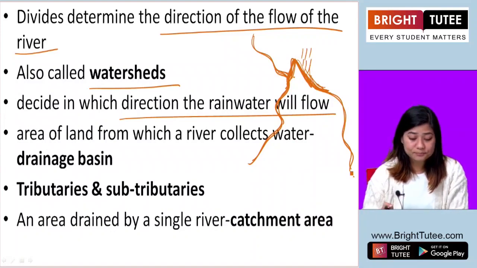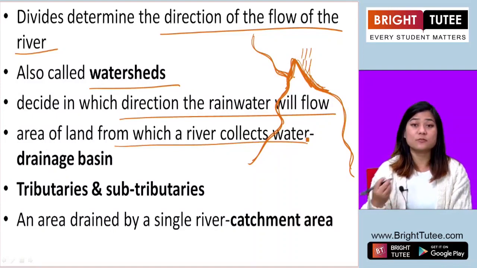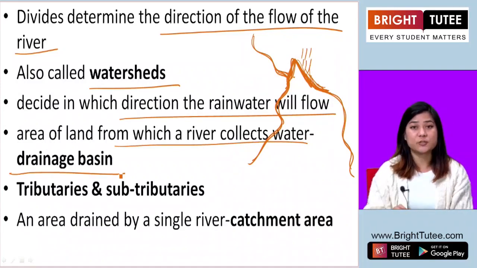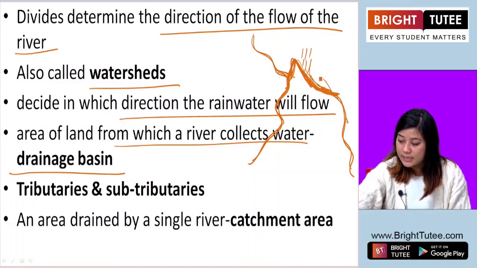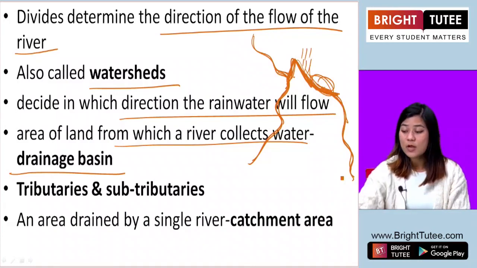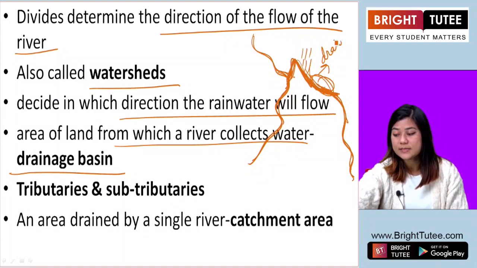Now the area of land from which a river collects water is called a drainage basin. So this area from where the river is collecting the water and then beginning its flow is called a drainage basin.